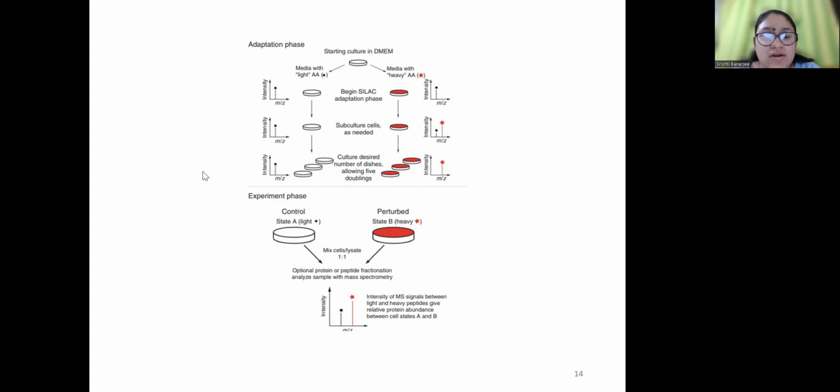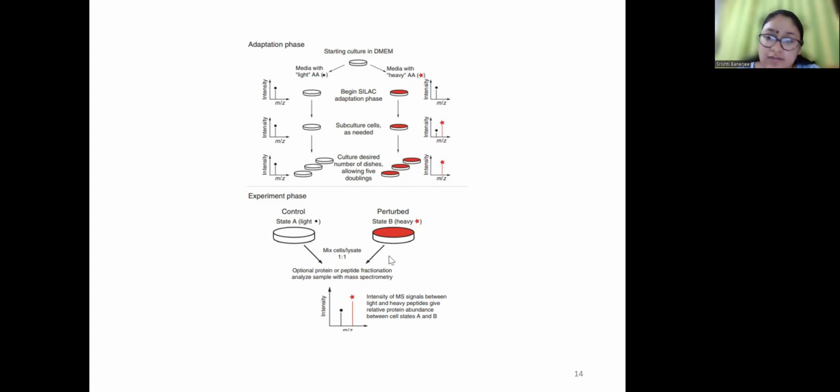Now what happens is the experimental phase. So this is the adaptation phase where we grow under two different conditions. This is my control, that is state A, light, and this is my state B, which was disturbed, or the heavy one. Now if we mix it and fractionate it and obviously digest it, we see there's a difference between the intensity of the MS signal between the heavy and the light one, which gives relative protein abundance between the cells A and B. So in B, you see it's more because it's heavy. And that's how you determine the abundance.